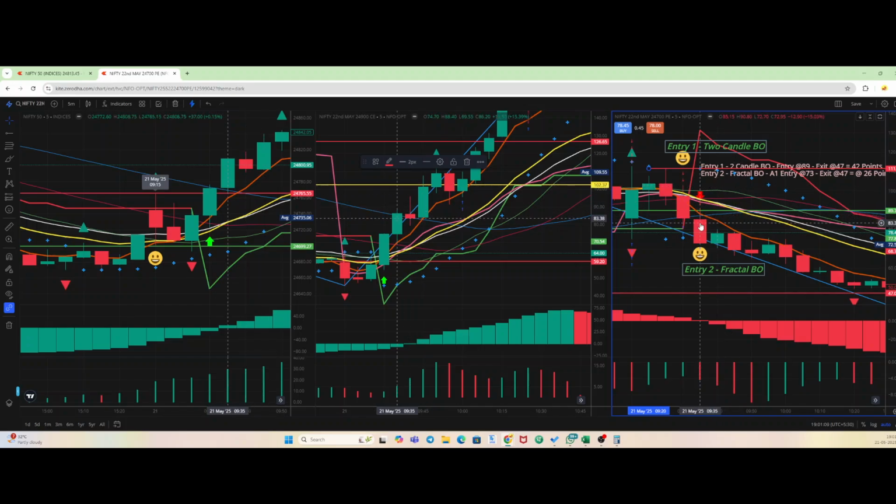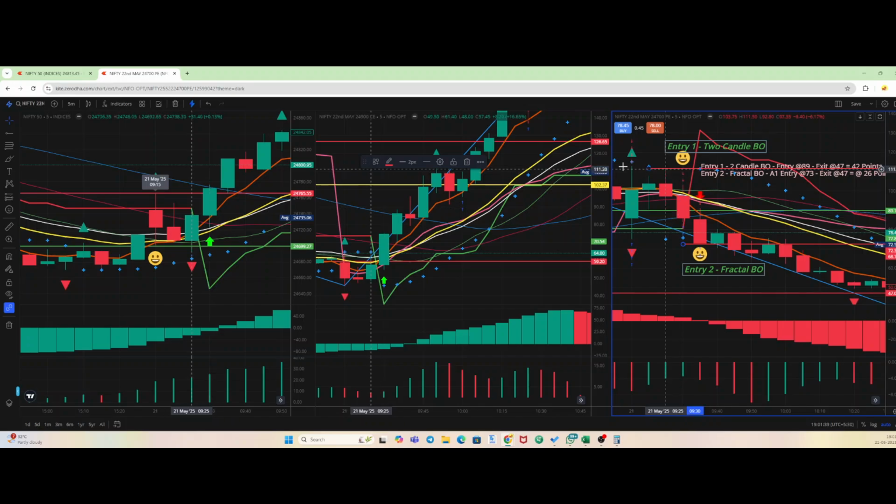Then again, if you see, the 9:35 candle formed down, from 89 to 72. But at the same time, we got the fractal breakout also. So what we did here, below this candle we entered once again as a fractal breakout. One lot we entered here, and one lot at the two candle breakout.